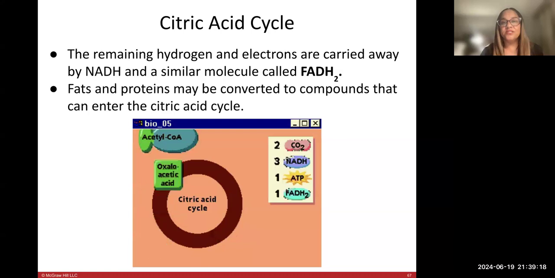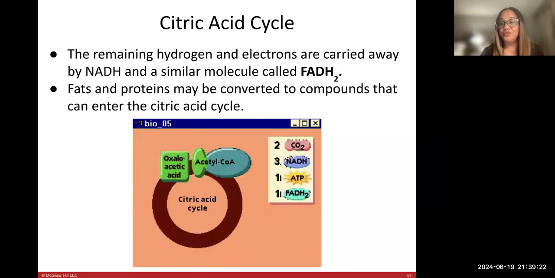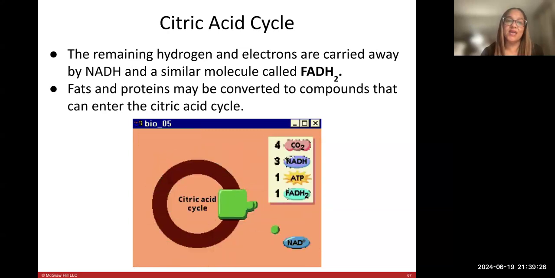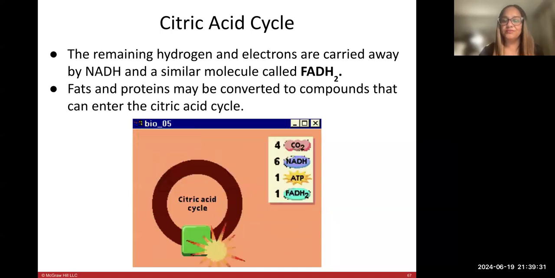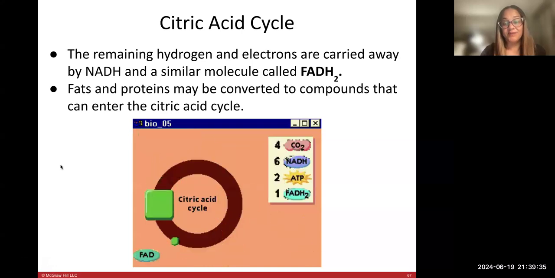The remaining hydrogens and electrons are carried by NADH and a similar molecule, FADH2. Fats and proteins may be converted to compounds that can enter the citric acid cycle, but normally it's just sugar. As you can see, there's a lot of steps and a lot of detail to this. We are just skimming the surface.